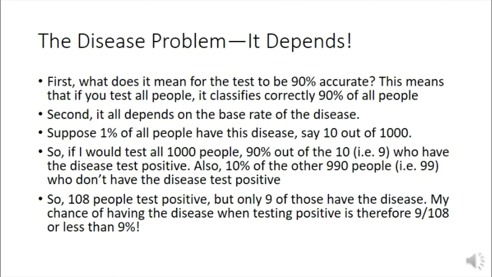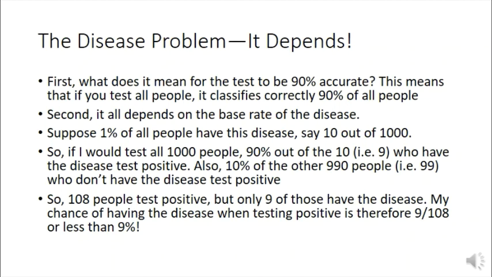First of all, what does it mean to be 90% accurate? Well, when I hear 90% accurate, I hear that 90% of all people are correctly classified. So how many people actually have the disease? It depends on what we mean by accurate, but also depends on how prevalent the disease is in the population overall. So suppose we have this 90% accurate test for a disease that affects 1% of the population. That means 10 people out of 1,000 have this disease. This is the base rate.